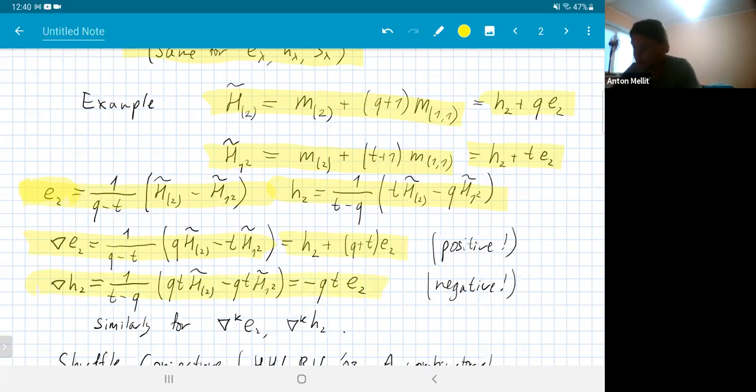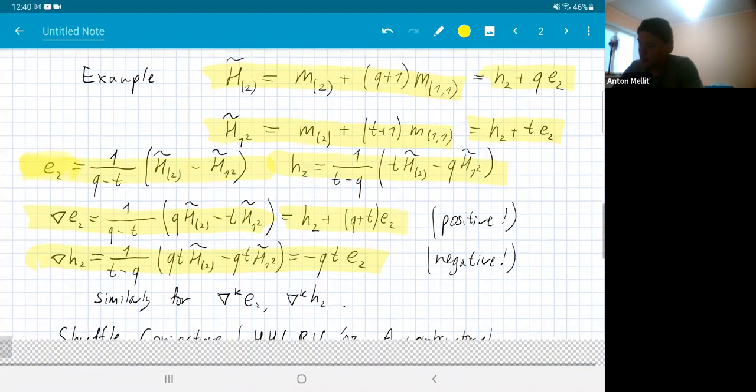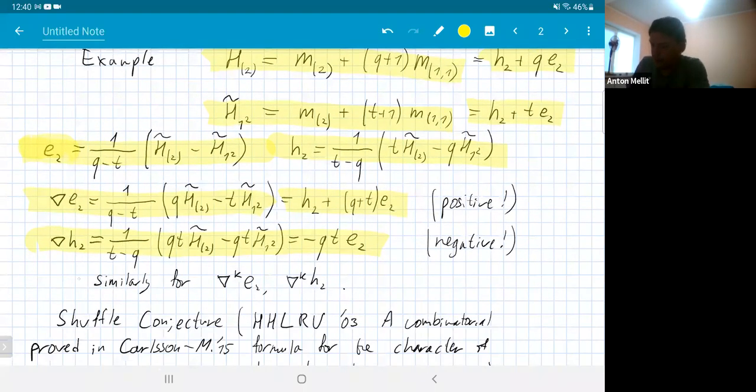And already here you can see that the first one is positive and the second one is negative. Well, you can easily do this exercise at home to compute the powers of Nabla applied to E2 and H2. And again, you get positive in the first case and negative for the second case. Okay.